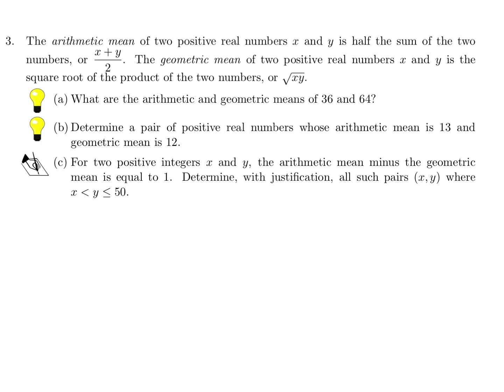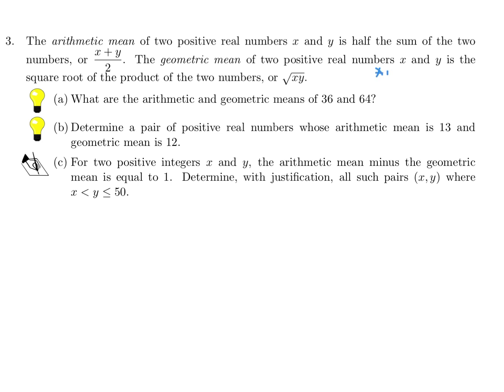The arithmetic mean of two positive real numbers, x and y, is half the sum of the two numbers, or x plus y divided by 2. The geometric mean of two positive real numbers, x and y, is the square root of the product of the two numbers, or the square root of x times y. What is the arithmetic and geometric means of 36 and 64?